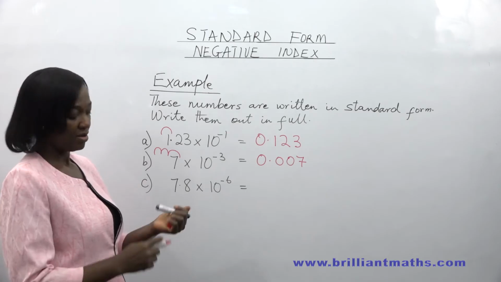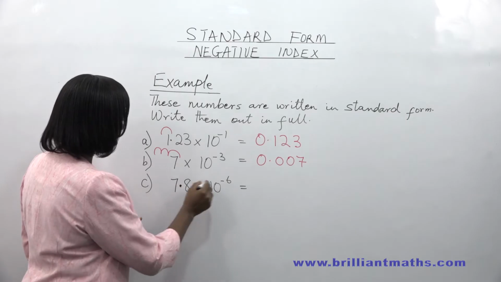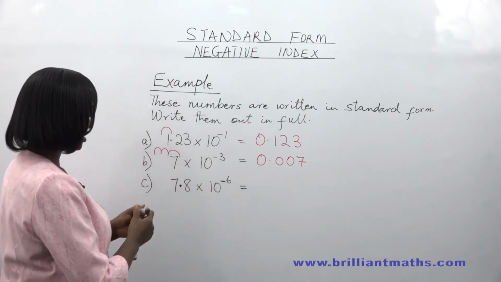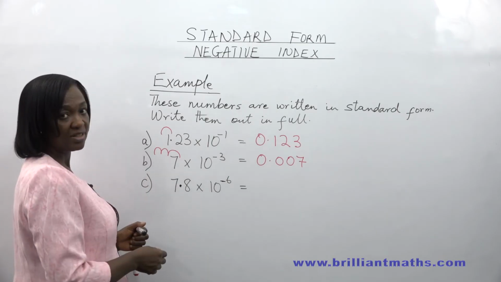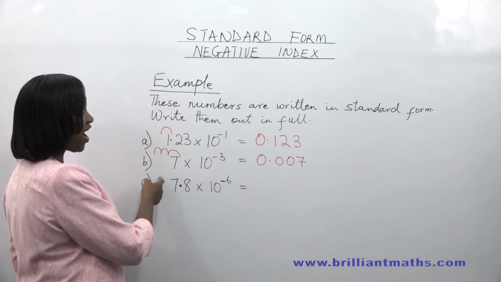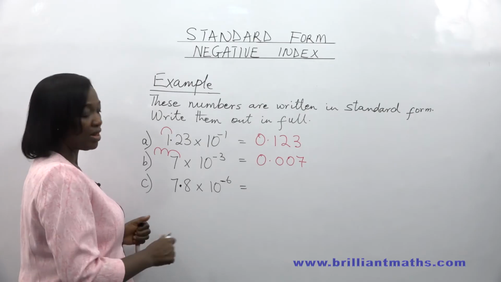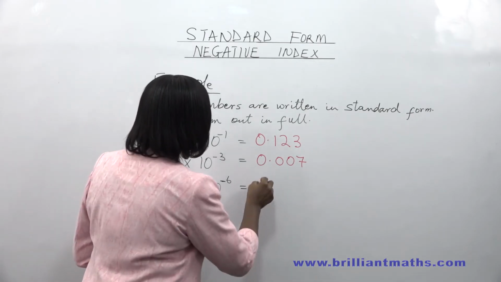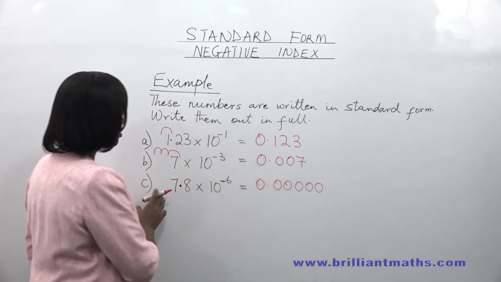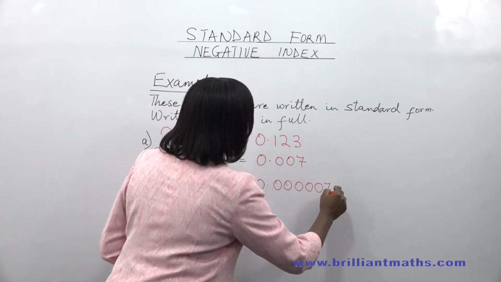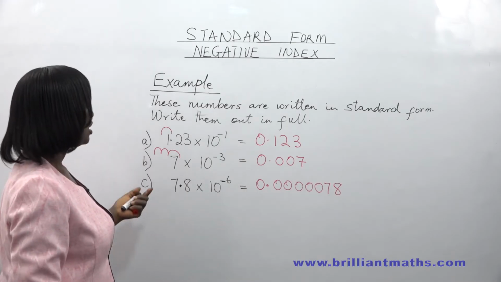And then the last one here, 7.8 times 10 raised to the power minus 6. So we're going to go 6 steps to the left. That means we are going to have 5 zeros before 7. 5 zeros after the decimal point. So it becomes 0.0000078. So the 5 zeros, then 7, 8. So we have written out the numbers in full.